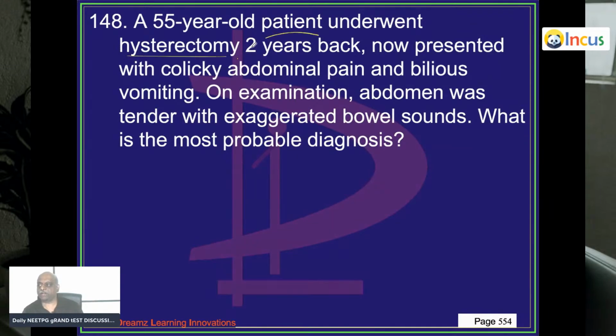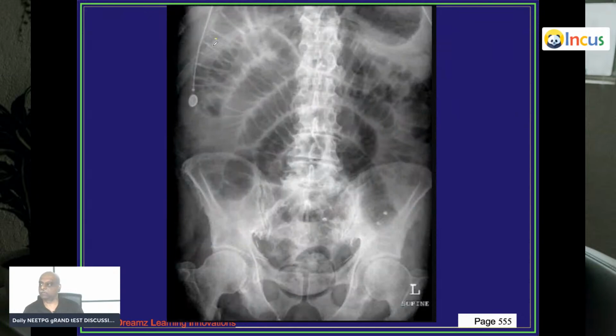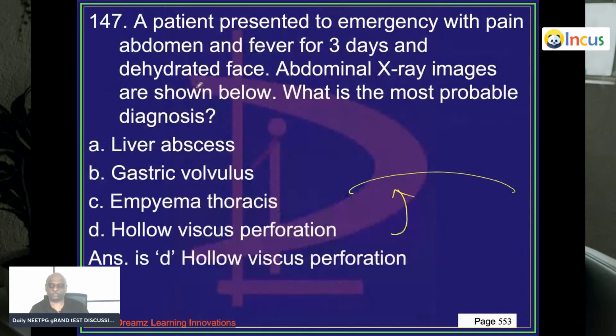55-year-old underwent hysterectomy 2 years back. Now with colicky abdominal pain and bilious vomiting. Exaggerated bubble sounds, abdomen is tender. What is the diagnosis? What do you see here? Air fluid levels, which is suggestive of small intestinal obstruction. Centrally located air fluid levels.